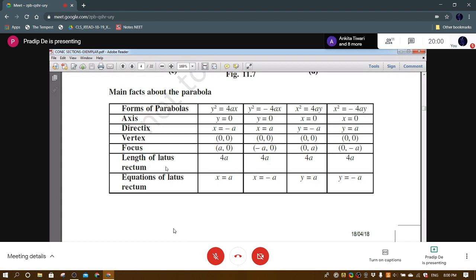So in physics, you must have come across application of these parabolas in projectile motion. Yes. You have done that.